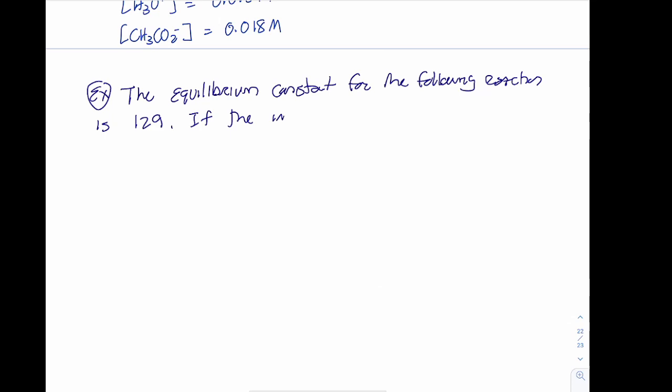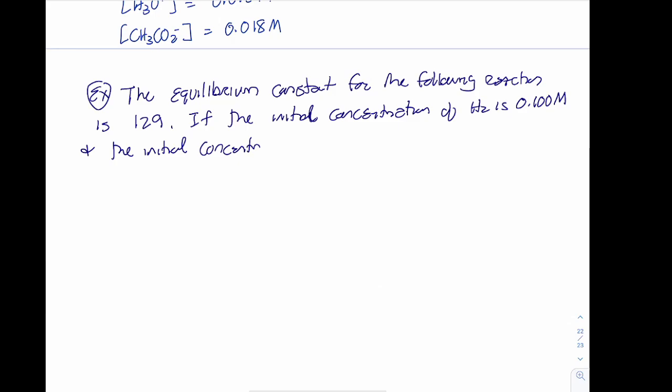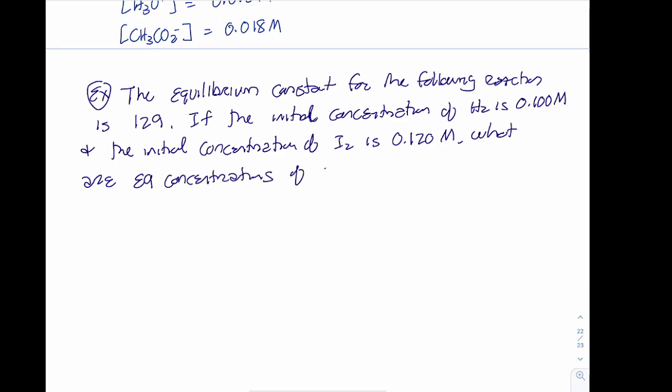If the initial concentration of hydrogen is 0.100 molar and the initial concentration of iodide is 0.120 molar, what are the equilibrium concentrations of all species, so all reactants and all products?